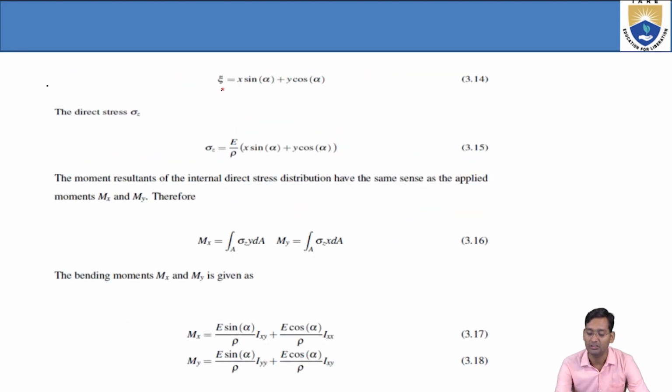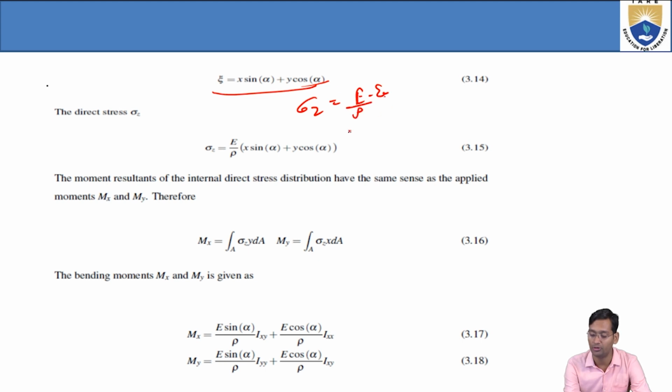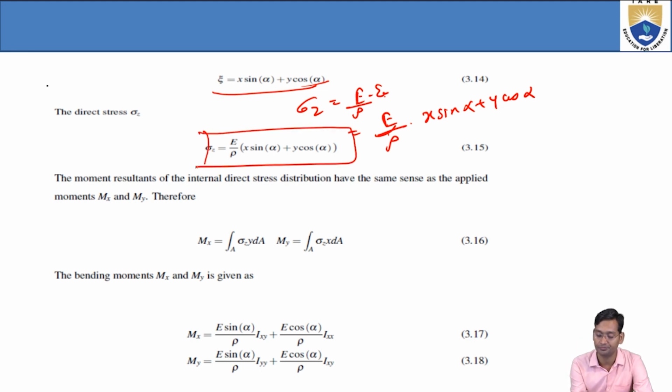Then zeta equals x sine alpha plus y cos alpha. The direct stress sigma will equal what? What was the condition? Sigma z equals E into zeta by rho. So put the value of zeta here, and this is E by rho into x sine alpha plus y cos alpha. That is your sigma z.